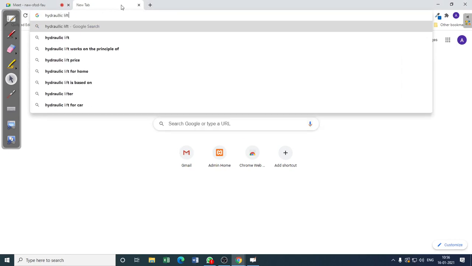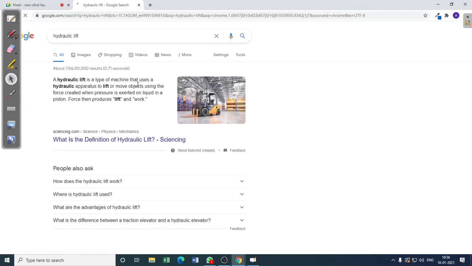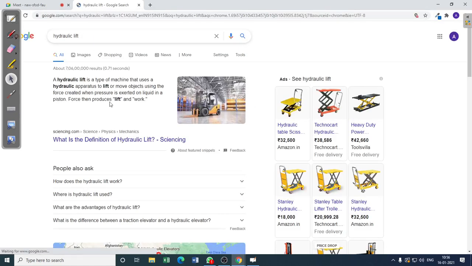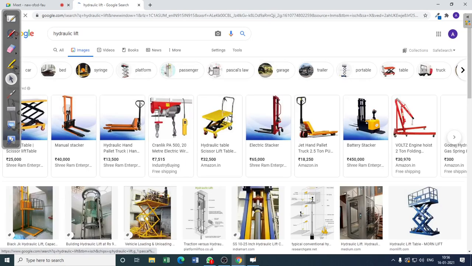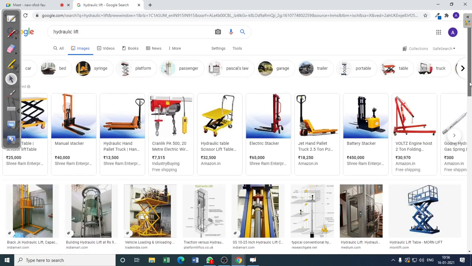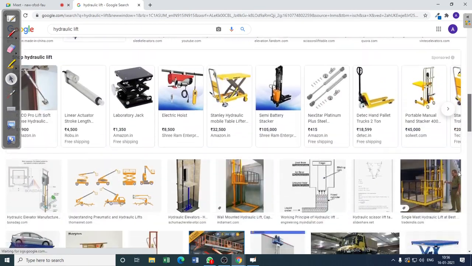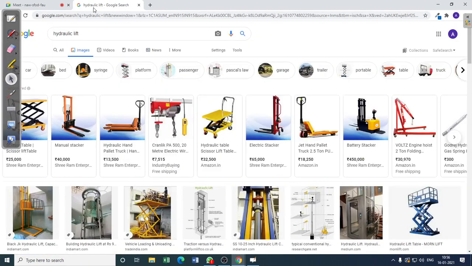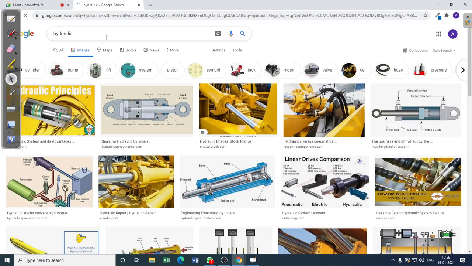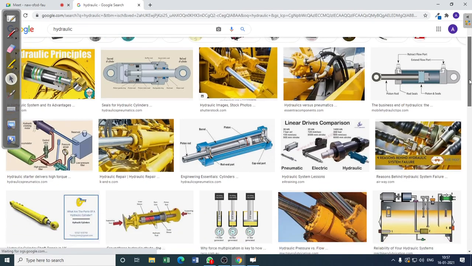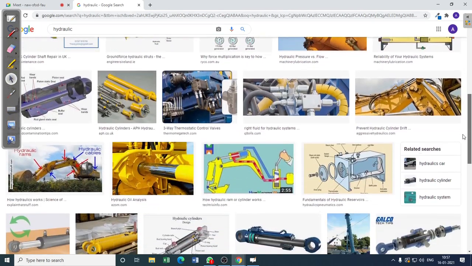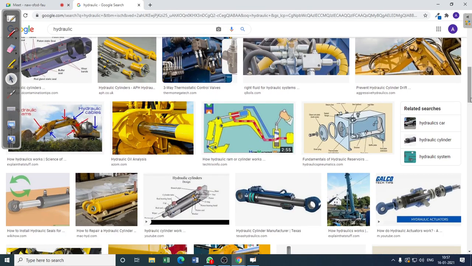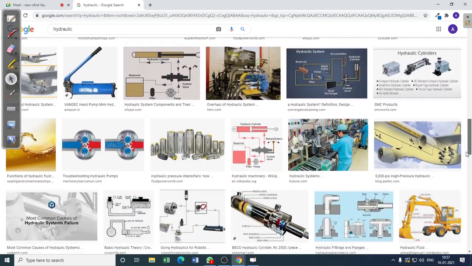So we can see this. No, not like that. They are showing you the products. You do not need to see the product. We would like to see the actual functioning. This is not the actual function. This is the more high-end functioning of hydraulics. But we will see the hydraulic principle here.